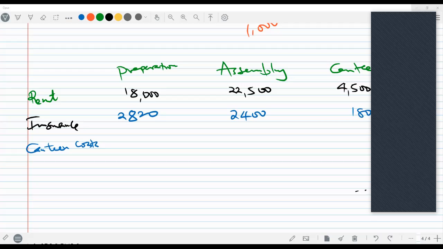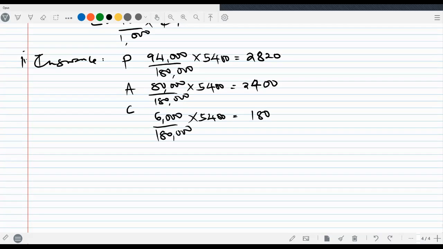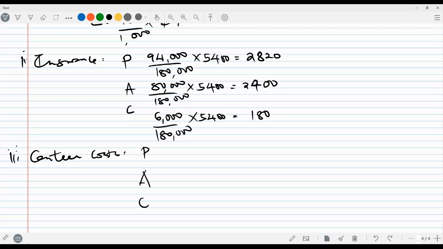Therefore, you can come here. We do working 3, the canteen cost. The basis of allocation is the number of employees. The total number of employees is 8 plus 6 plus 2, giving us 16. Preparation is 8 out of 16 times the cost of canteen, which is 12,000. Assembly is 6 employees out of 16 times 12,000. Canteen is 2 employees out of 16 times 12,000.